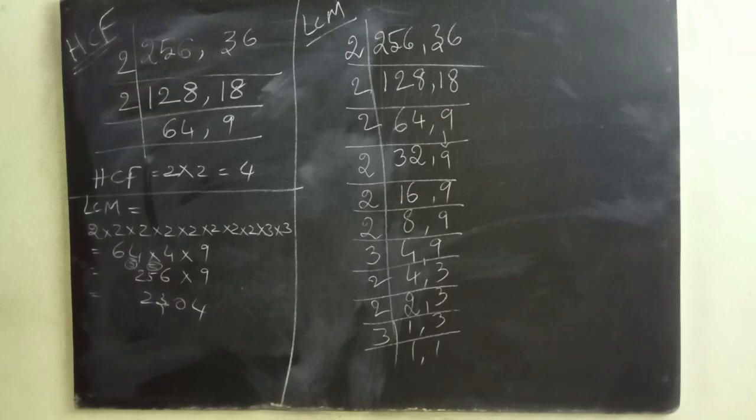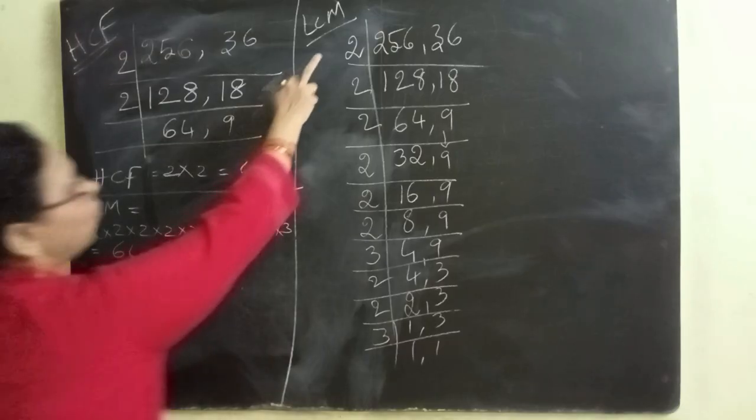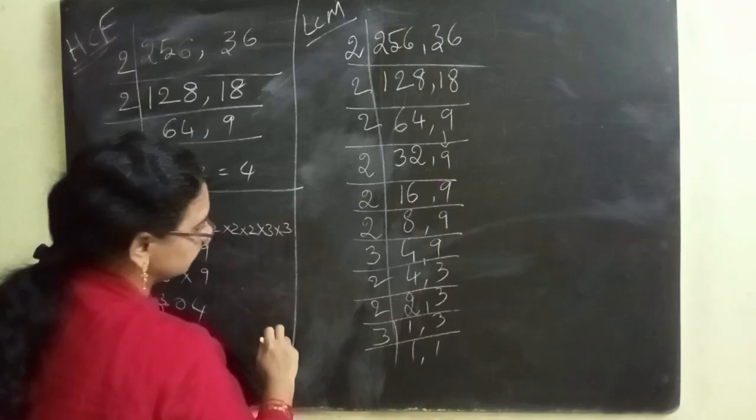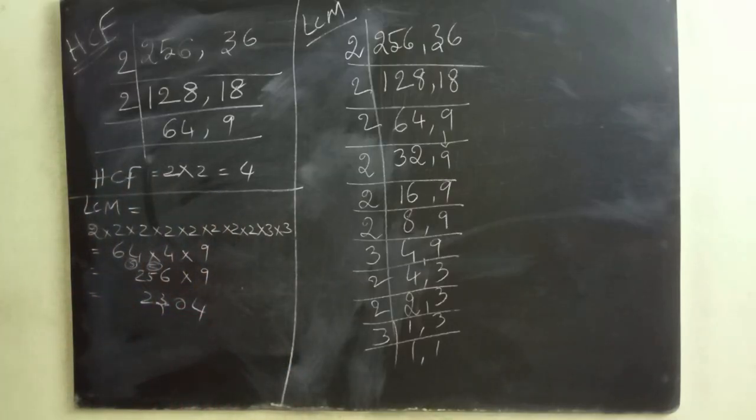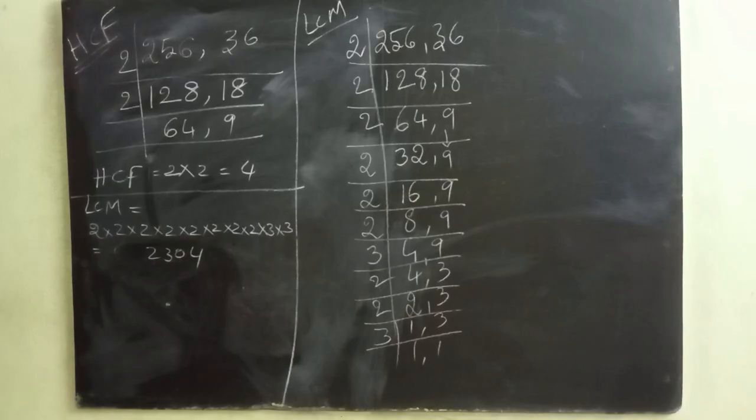How many 2s we got here? 1, 2, 3, 4, 5, 6, 7, 8. Okay. See here, everything is correct or anything is missed. 2, 128, 18, 64 and 9, 32, 9, 16 and 9, 8 and 9, 4 and 9, 2 and 9, 3. Yeah, 2304, it's correct.